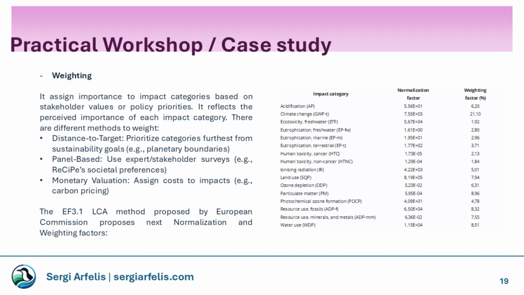This approach assigns economic values to impacts, such as applying carbon pricing to greenhouse gas emissions. The EF 3.1 LCA method, as proposed by the European Commission, combines normalization and weighting to support decision-making. On the right, you can see an example table listing impact categories alongside their normalization and weighting factors. For instance, climate change receives a weighting factor of 21.1%, indicating its high perceived importance compared to other categories like freshwater ecotoxicity or land use. By applying these weighting factors, we can prioritize actions and communicate results more effectively to stakeholders, ensuring that LCA outcomes are aligned with societal and policy objectives.